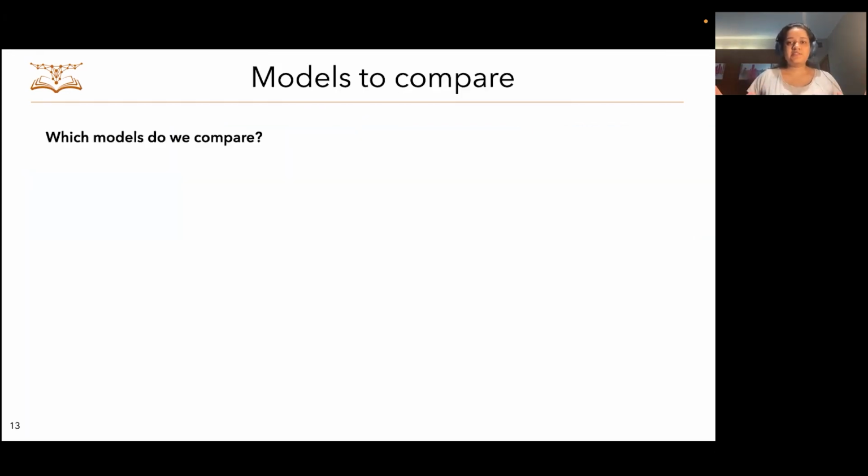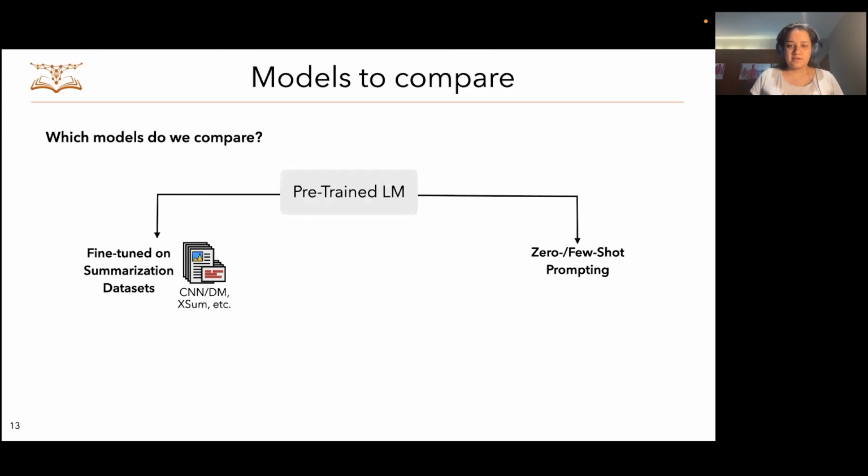Okay, so first, which models do we want to compare amongst these two different paradigms? Before I talk about that, I want to just say that these two are at the extremes, but there is this third kind of models, which is instruction tuned on multiple tasks, which sort of lie between these two.